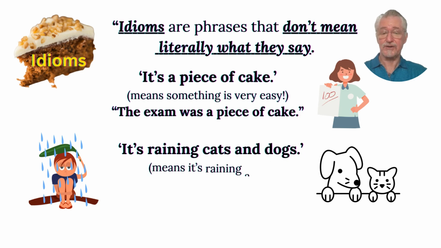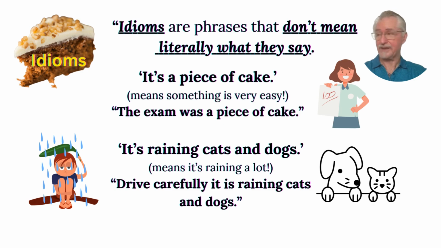It's raining cats and dogs. Means it's raining a lot. Drive carefully. It's raining cats and dogs. Be careful when you go outside. It's not raining cats and dogs, but it is raining very heavy. The exam isn't a piece of cake, but it is very easy. So, in each of these cases, the words mean something different to what they literally mean, but the listener or the hearer understands what you're saying because they have an accepted meaning within the culture. So, idioms are phrases that don't mean literally what they say, but they do have a meaning that people understand when you use them.